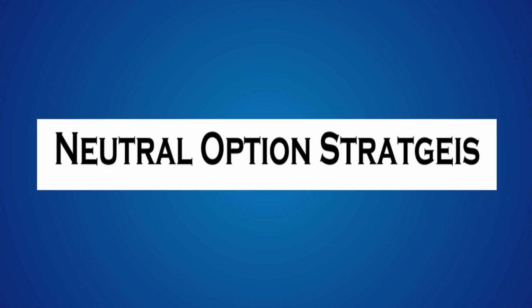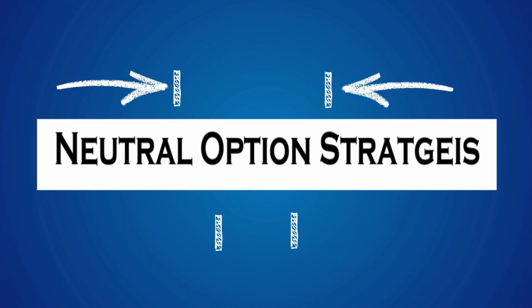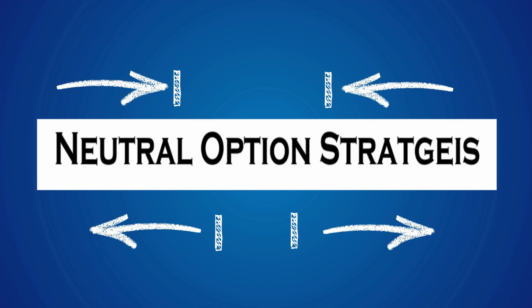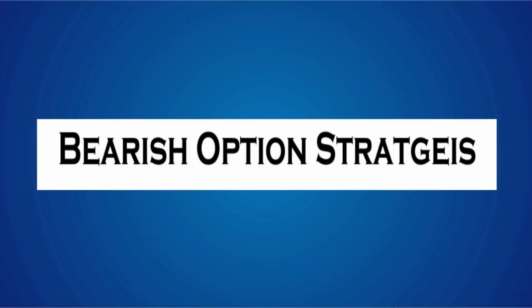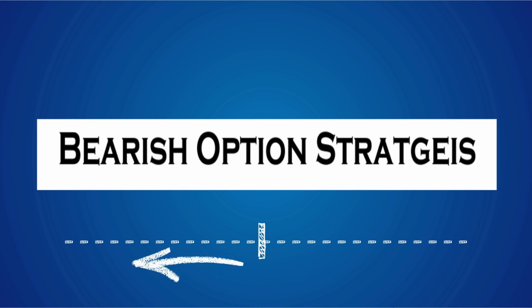In option strategies, there are three types: neutral, bullish, and bearish option strategies. These are being used when we feel that the underlying asset price will fall in future. Let us see a few of those in this video.